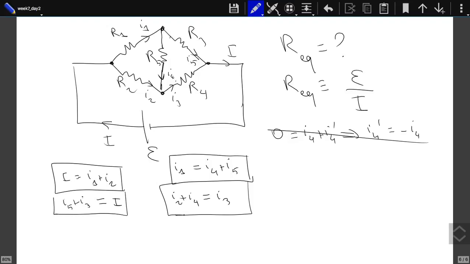Now let's see. I have 4 equations. First of all, are they all independent? Let me just subtract this equation from the second one. No, let me just equate these two. They are both equal to I, so they have to be equal. And that tells me that these two equations already tell me that I1 plus I2 should be equal to I3 plus I5.